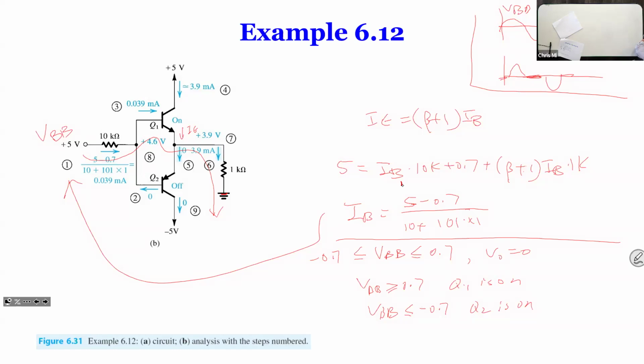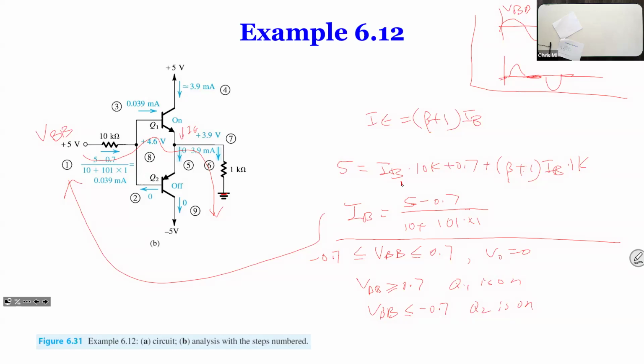9 milliamps exiting the node. Yes, same current. So the 3.9 goes to the resistor here, and it is the same current out of the E node.